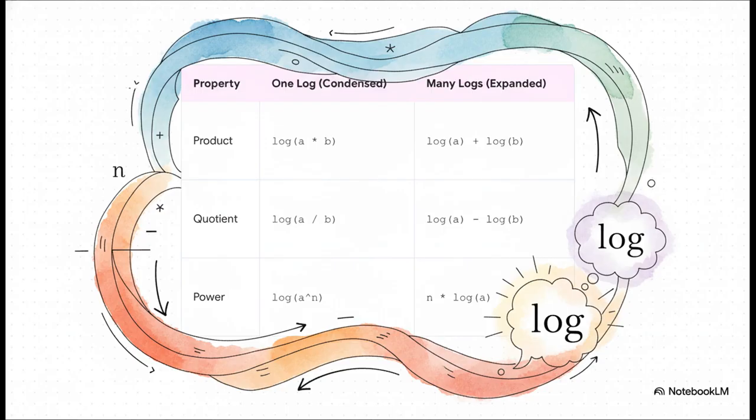The product rule tells us that multiplication inside a log turns into addition between logs. The quotient rule, well, that turns division inside into subtraction outside. And the power rule, which is super useful, lets us take an exponent from inside the log and just drop it down in front as a coefficient. These 3 moves are pretty much the whole game.